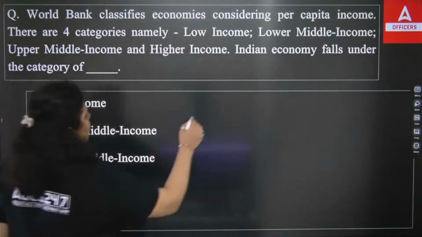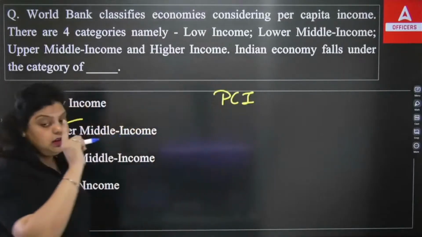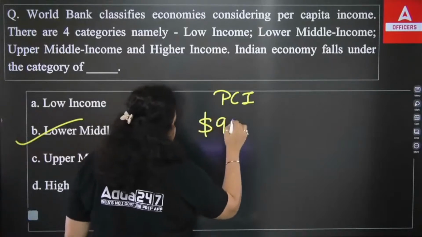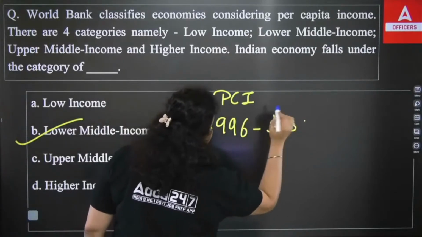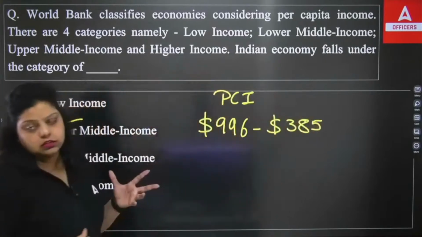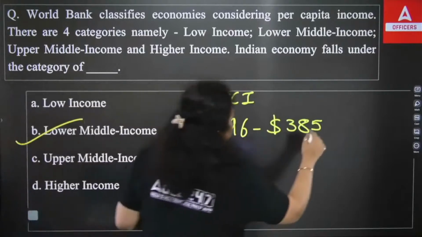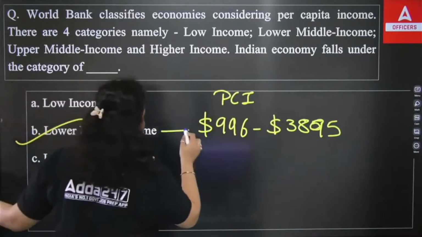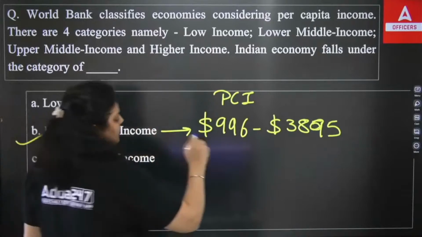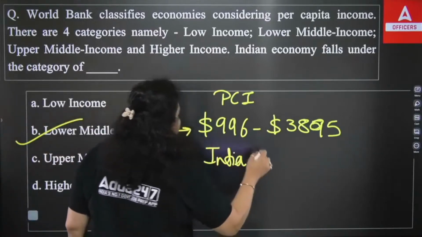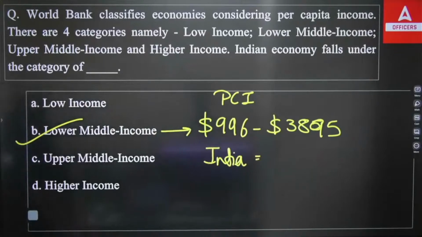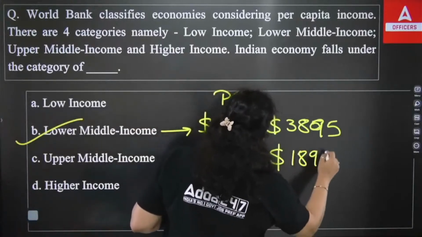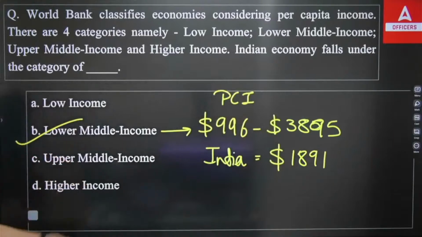As per the per capita income, it has been defined, and the range of per capita income for the lower middle income category has been defined by World Bank between $996 to $3,896. So $3,895, this is the range of per capita income for the lower middle income countries. Now, what is India's per capita income? That's why India came among the lower middle income countries. India's per capita income in 2019 was $1,891. And that's why the Indian economy comes under the lower middle income category of the World Bank.